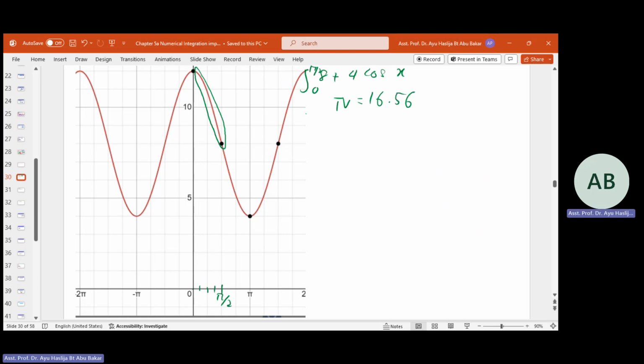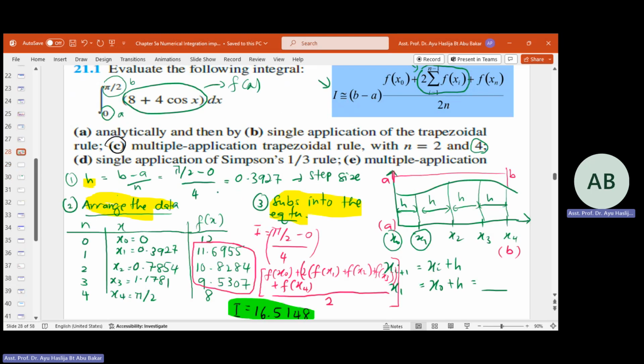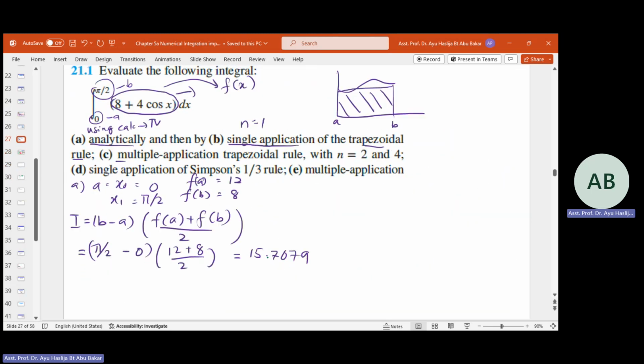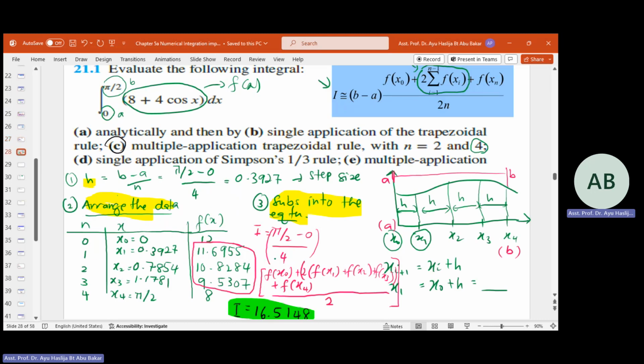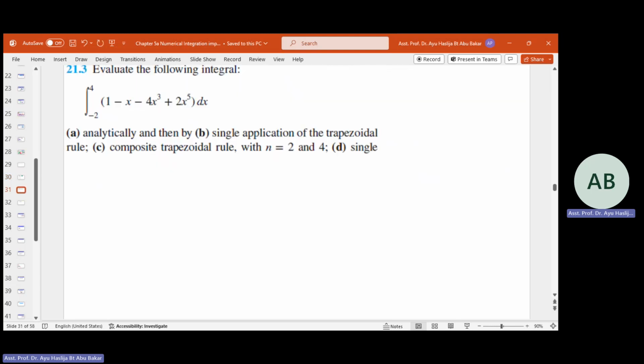16.56. Right. Okay, we go back to the first integration where single application, this is for single application 15.7, whereas when 4 segments, you get 16.51. So using smaller segments, it is approaching the true value. Okay, we reduce the error. Now that one is trapezoidal.